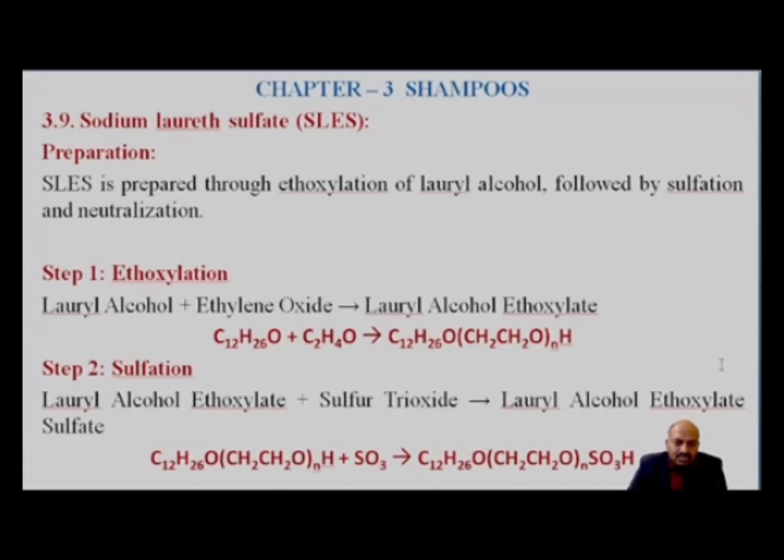That is the ethoxylation reaction. And sulfation: lauryl alcohol ethoxylate, which is formed in step 1, reacts with sulfur trioxide, forming lauryl alcohol ethoxylate sulfate. That is C12H25O(CH2CH2O)n H plus SO3 forms C12H25O(CH2CH2O)n SO3H. This is about the sulfation reaction step.